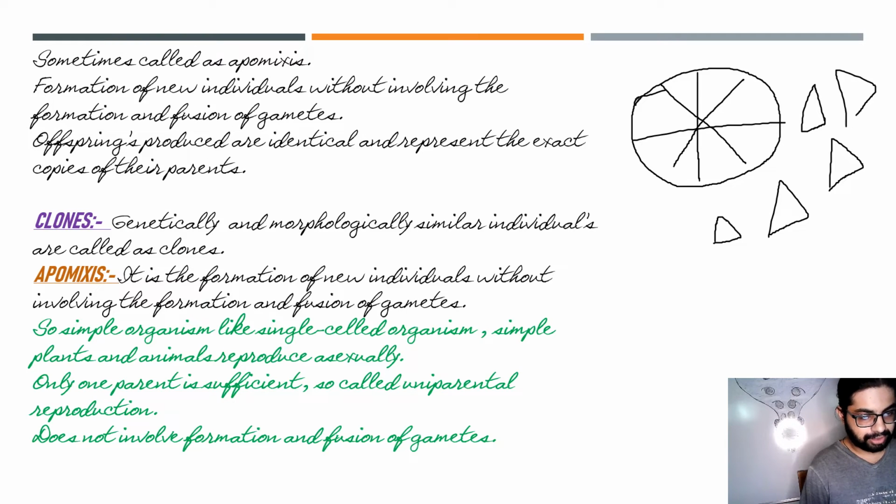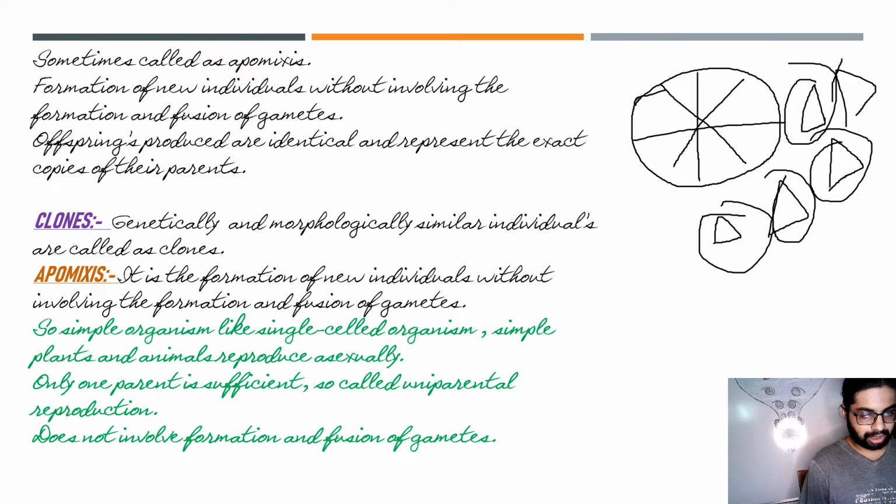Here you see the new individuals are formed without the involvement of the gametes, and these are the offsprings, which are identical to each other and also represent the parent. So they are photocopies of each other and photocopies of their parents. This has to be the parent, because there is only a single individual involved to produce these identical offsprings.